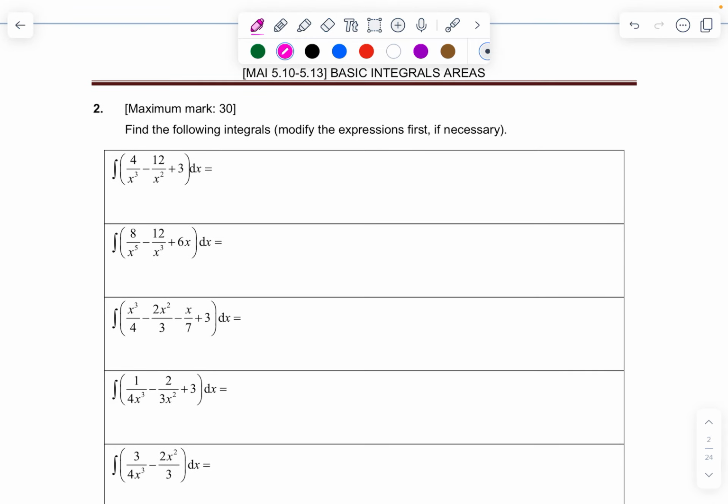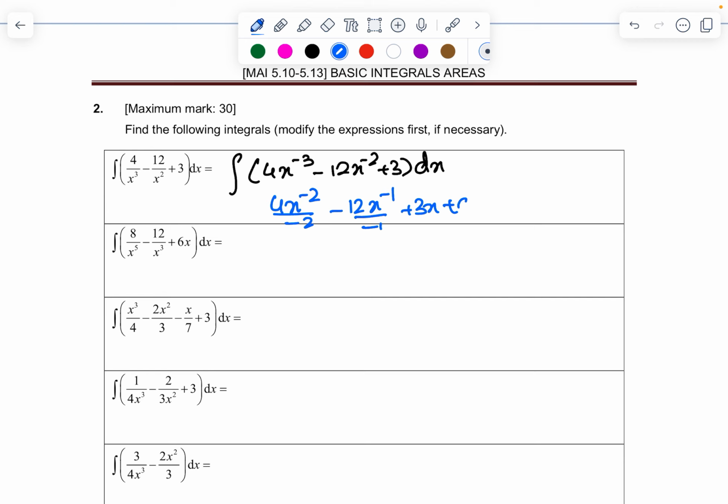Now coming to question number 2. For solving question number 2, first of all we have to get the question in the standard form. Integral of 4x to the power of negative 3 minus 12x to the power of negative 2 plus 3 dx. So the answer is going to be nothing but what? 4x to the power of negative 2 upon negative 2 minus 12x to the power of negative 1 upon negative 1 plus 3x plus c. So my final answer is going to be negative 2x to the power of negative 2 plus 12x to the power of negative 1 plus 3x plus c.